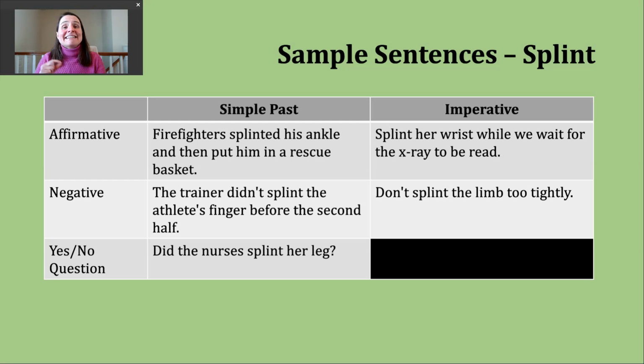If you want to make a negative imperative, though, our structure is going to be do not and then the base verb. You might hear some people use the contraction don't, and that's visible here in my example. Don't splint the limb too tightly, right? So don't secure it too tightly. That could cause other issues or problems for the injured person. You're going to notice from my screen here that there are no yes or no questions when it comes to commands. So that's why you're only seeing an affirmative and negative example.